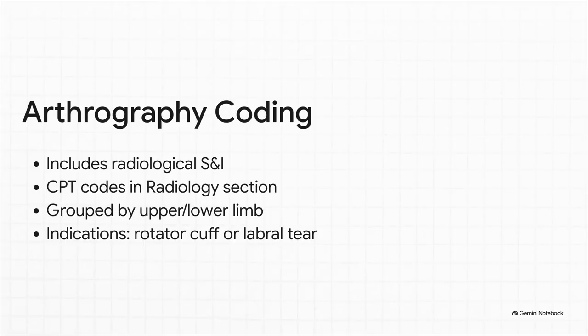So when you're coding for arthrography, there are a few really strict rules to keep in mind. First off, these CPT codes live in the radiology section, and they actually bundle the radiological supervision and interpretation, the S&I. You're going to find them categorized broadly by upper and lower extremity. And why do providers order this? Usually it's for suspected rotator cuff tears, maybe a glenoid or acetabular labral tear, or just that persistent unexplained joint pain that standard imaging completely missed.